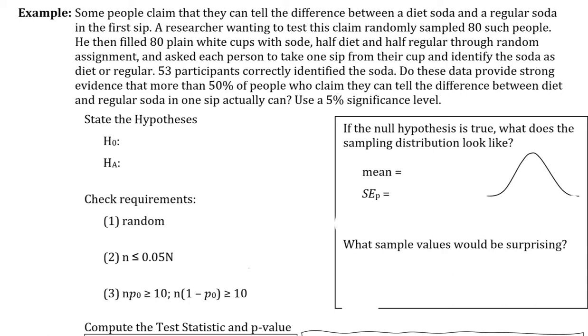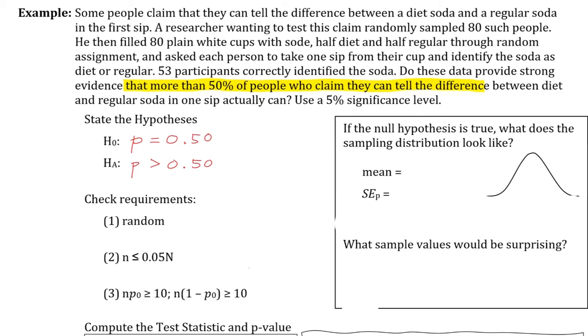First, when we state our hypotheses, we note that the goal of the study, the second to last sentence here, was that more than 50% of people who claim that they can tell the difference. That's what we're trying to show. Therefore, that 50% will be our p sub 0 value. It will define our null hypothesis as p is equal to 0.50, indicating that there is no difference. Whereas the alternative hypothesis will be that more than 50% of people can tell the difference.